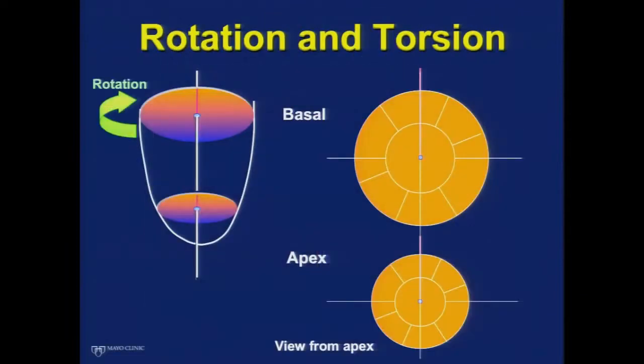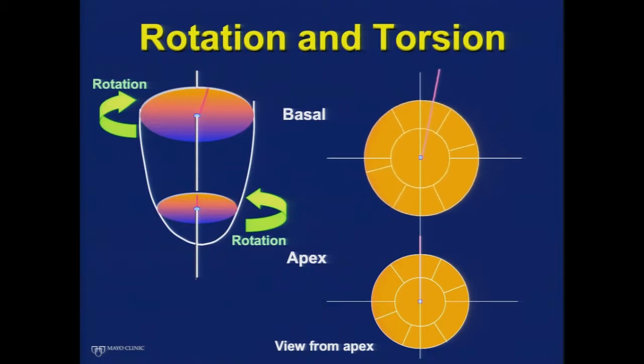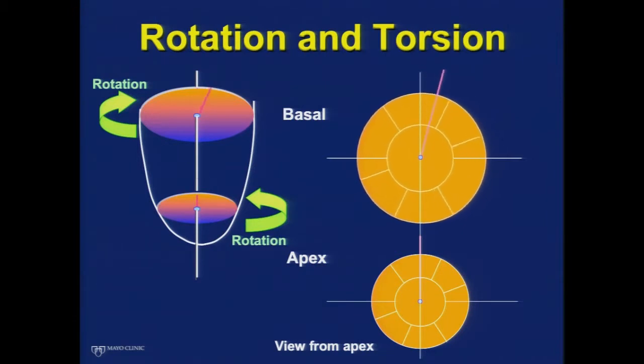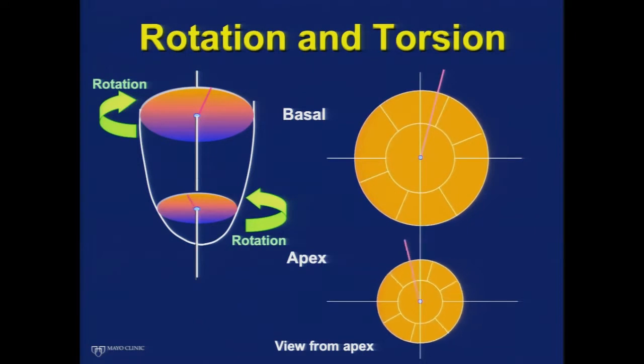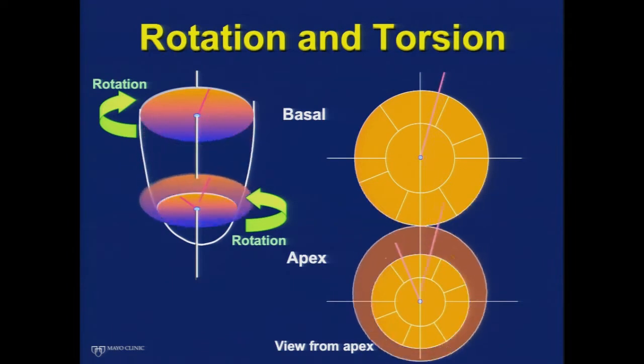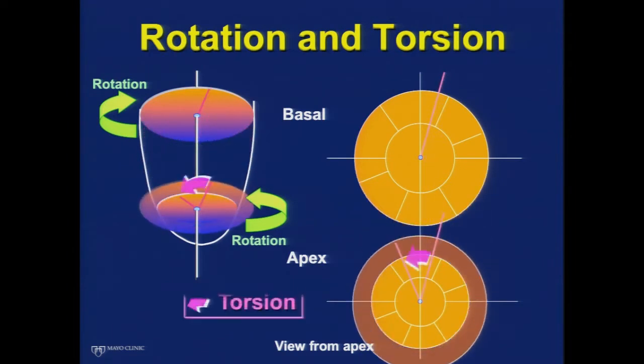And so the base in systole moves in one direction, the apex would rotate in another direction. The base in systole moves predominantly in a clockwise direction, the apex in an anti-clockwise direction, and the difference between these two is the net rotational angle. And if you correct that for the length of the chamber, this gives you the parameter of torsion.